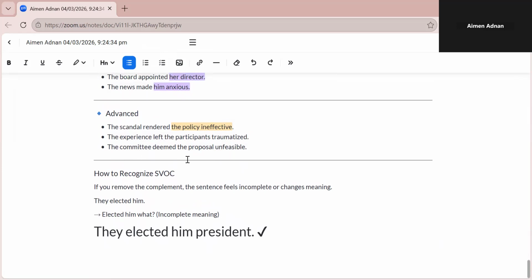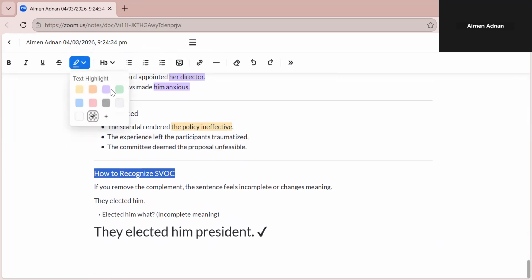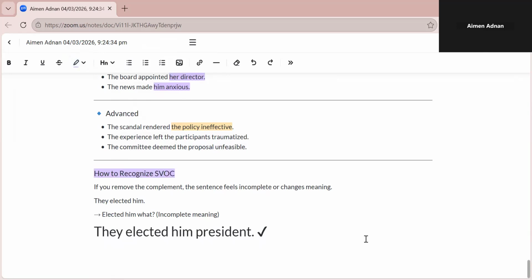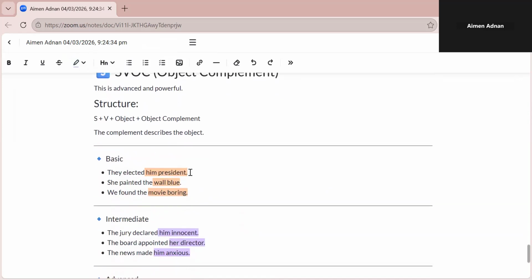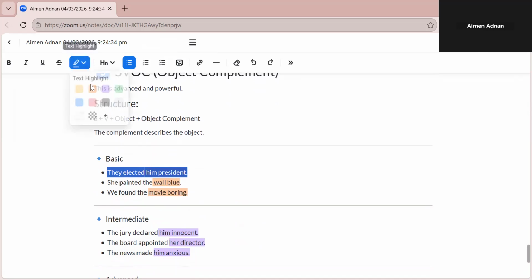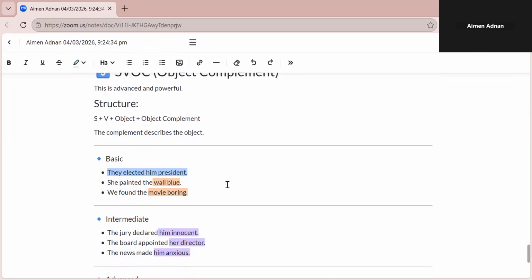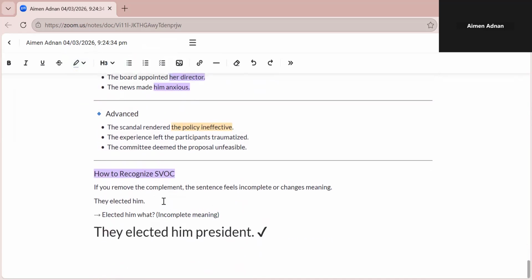Now, a very important question is how we recognize the SVOC structure. Very important. If you remove the complement, the sentence feels incomplete or changes its meaning. For example, they elected him president. This is the sentence which I told you over here. This is the sentence that we are talking about. I'll highlight it for you. They elected him president.